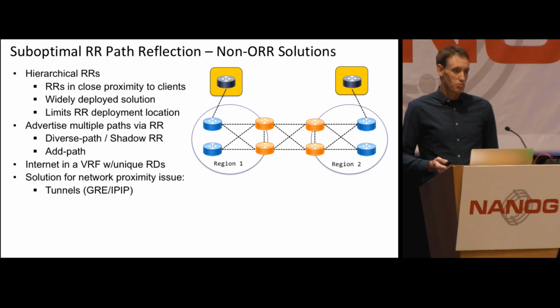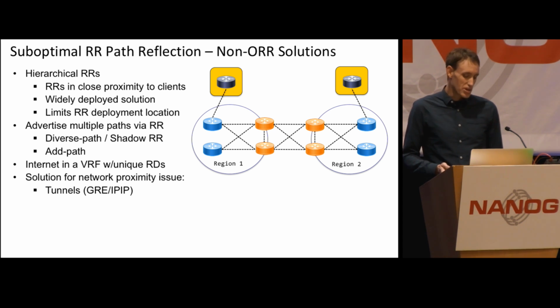So that's a widely deployed solution. I kind of give a hint here as to what the issue with that is, and it limits where you deploy the route reflector. Obviously that proximity, suboptimality thing is going to play a part if I want flexibility in where I deploy that route reflector. And over time, we've had other ways to solve the issue.